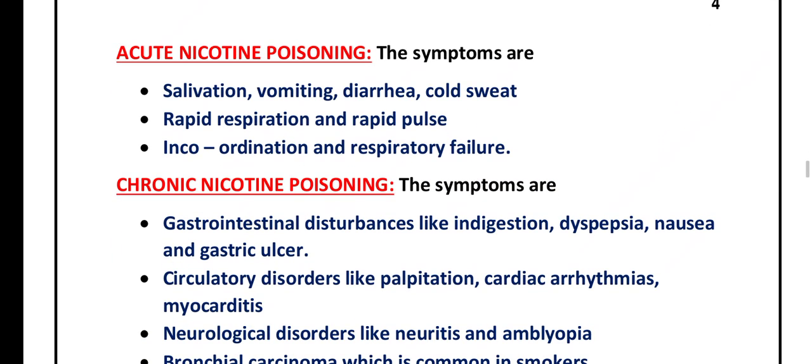Acute nicotine poisoning. The symptoms of acute nicotine poisoning include salivation, vomiting, diarrhea, cold sweat, rapid respiration and rapid pulse, incoordination, and respiratory failure. So these are the symptoms of acute nicotine poisoning.